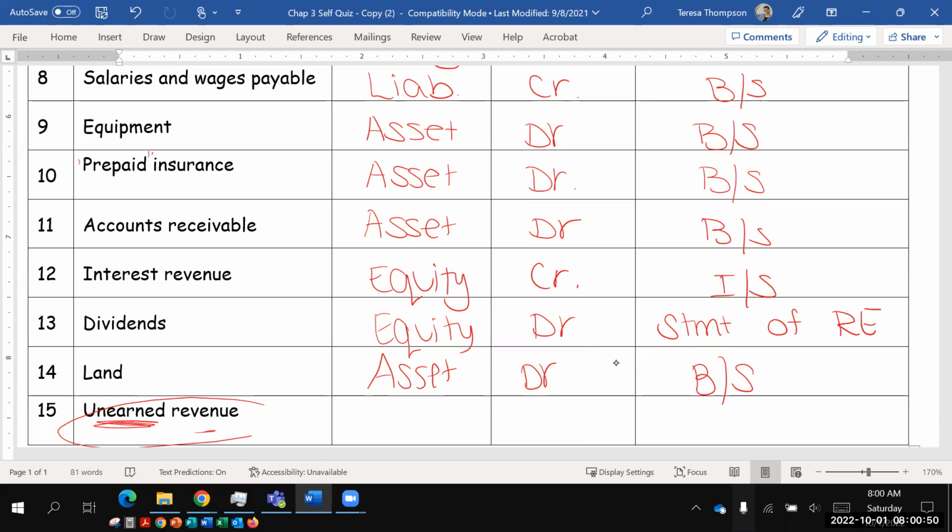And what's going to happen with unearned revenue, think of it as like a customer deposit. The customer pays in advance. We haven't earned it yet. If they want it back, we have to pay it back. So that's why it's a liability. All liabilities have a credit balance and appear on the balance sheet. Hope you did well.